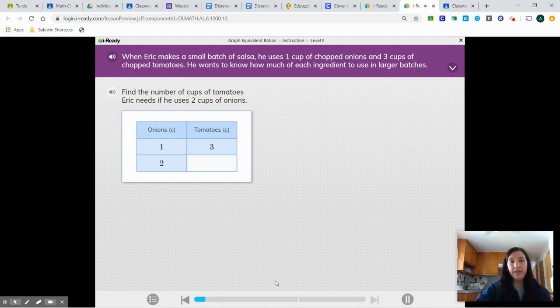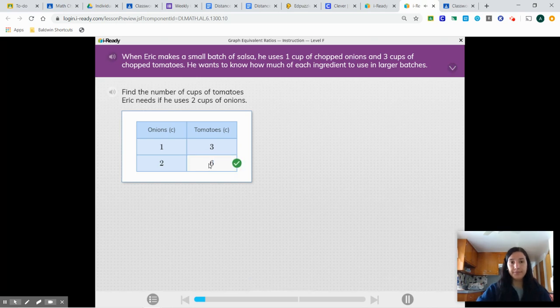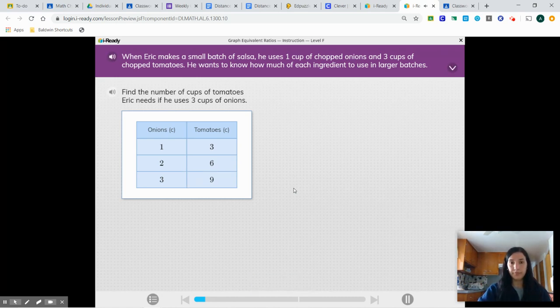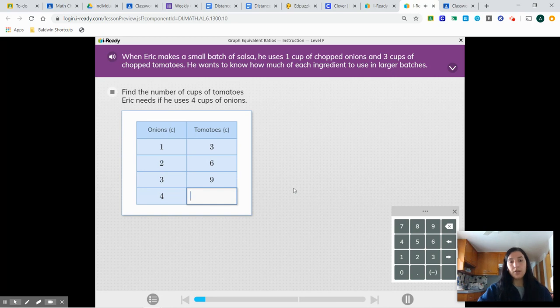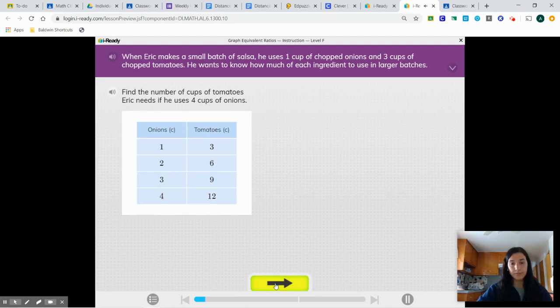So what we see here, if we have our X and our Y divided by X will be 3. So our unit rate is 3. So 2 times 3 will give us 6. Find the number of cups of tomatoes Eric needs if he uses 3 cups of onions. 3 times 3 will give us 9. Find the number of cups of tomatoes Eric needs if he uses 4 cups of onions. And 4 times 3 will give us 12. Good. All of the ratios of onions to tomatoes in the table are equivalent.